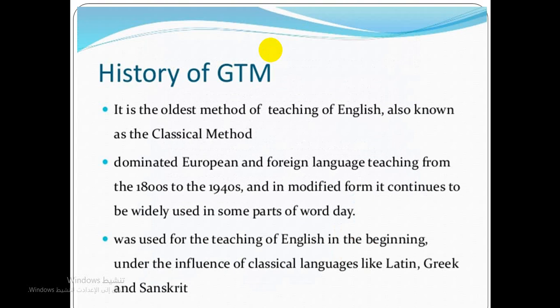History of the grammar translation method. Grammar translation method is the oldest method of teaching. The grammar translation method is a foreign language teaching method derived from the classical, sometimes called traditional, method of teaching Greek and Latin. This method has been used from the classical times to translate classical languages, Latin and Greek. It has been called the classical method. It was used for the teaching of English in the beginning under the influence of the classical languages like Latin and Greek.